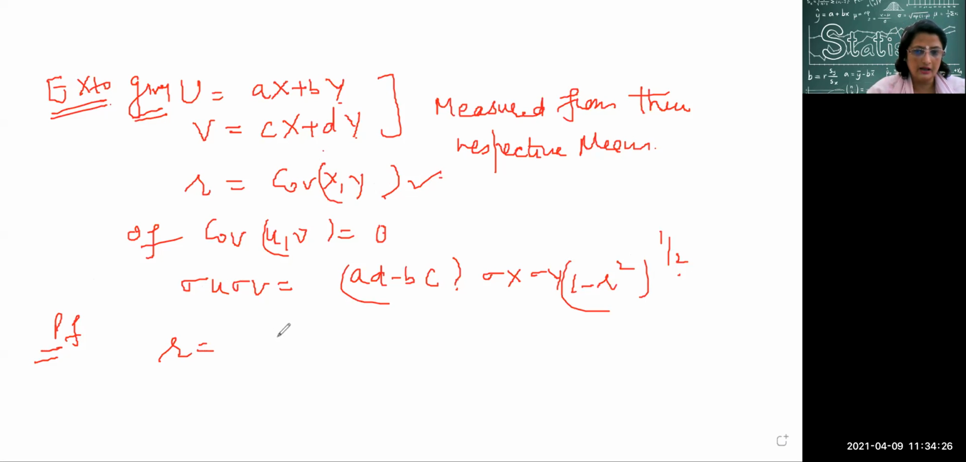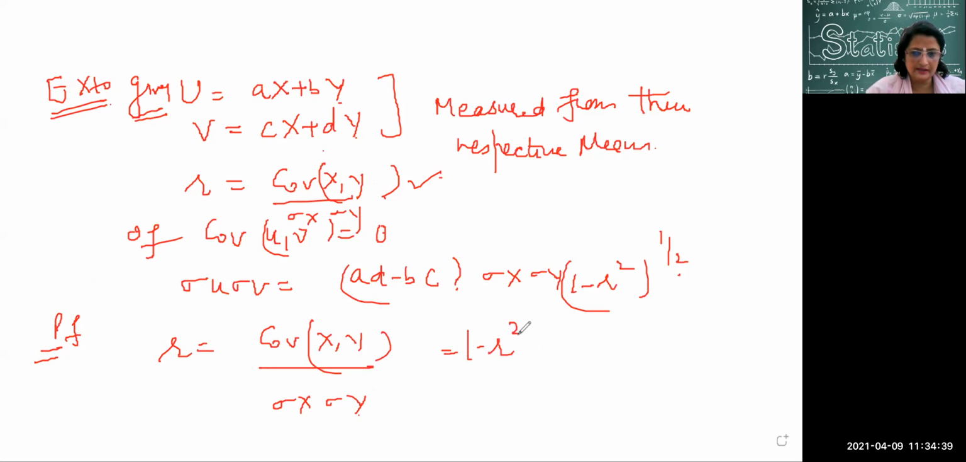Now r is equal to covariance between x and y upon sigma x and sigma y. So first of all, we will find some expression according to the need of the question. It implies 1 minus r square is equal to covariance between x y upon sigma x and sigma y, right? So we have to take the square.